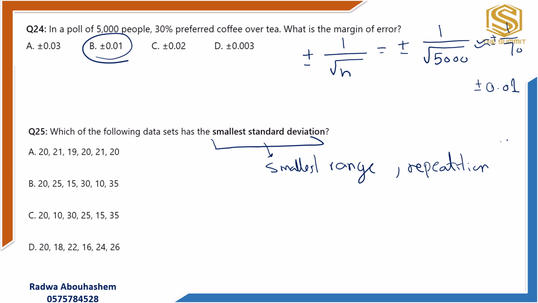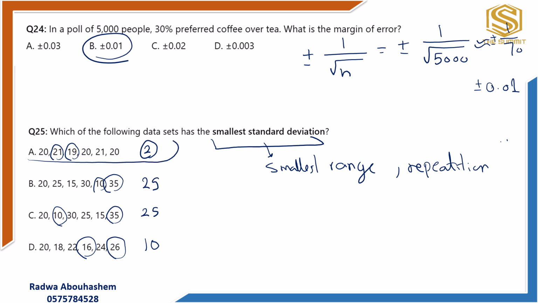The greatest value here is 21 and the smallest is 19. So 21 minus 19 gives me 2. This is the range. Here it's 35 and 10. So 35 minus 10 gives me 25. It's the same here, 35 and 10, so it's also 25. Here, 26 and 16. So it's 10. So the only choice here is A because you have a lot of repetition, as 20 is repeated 3 times, and also you have the smallest range, 2.